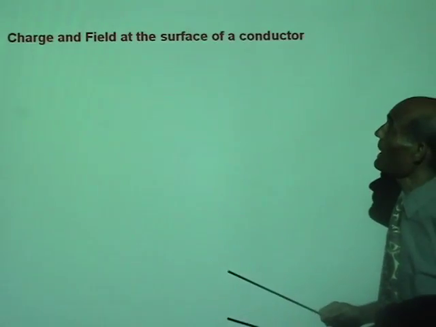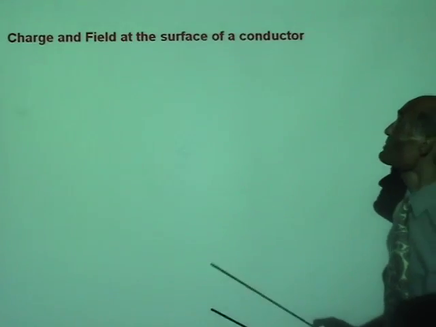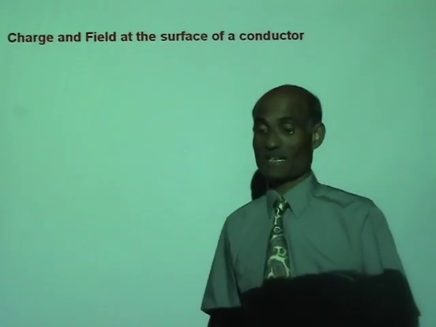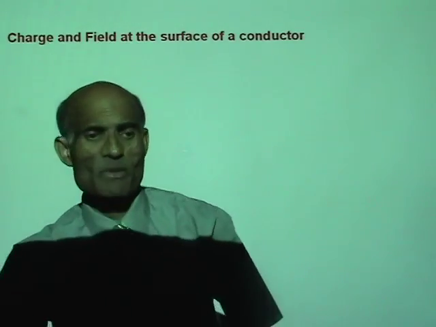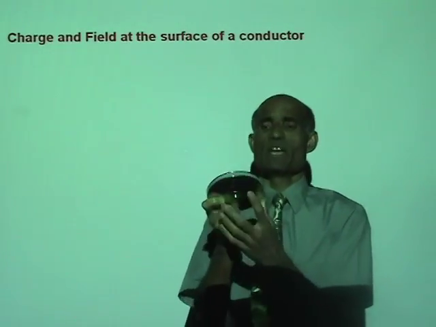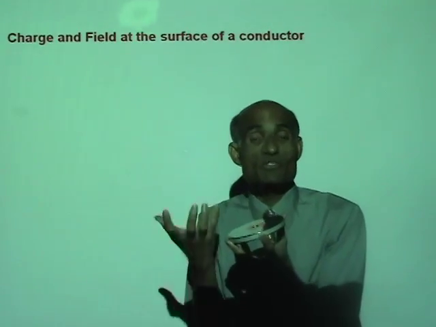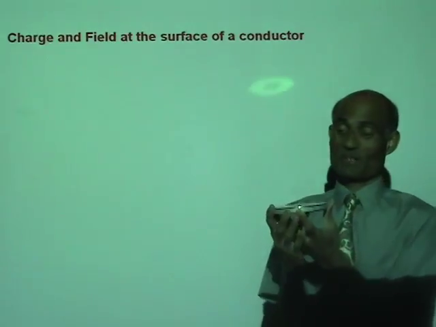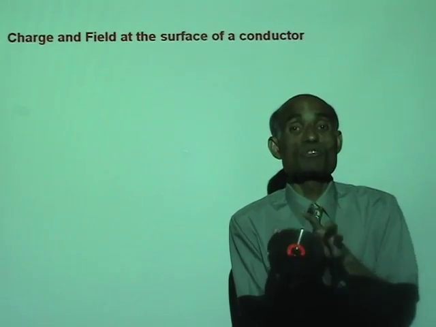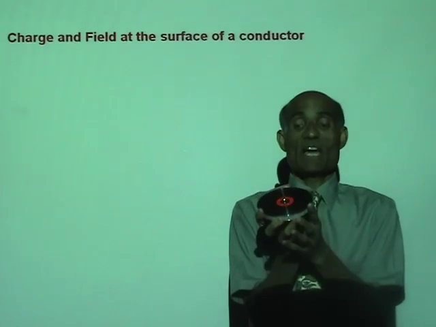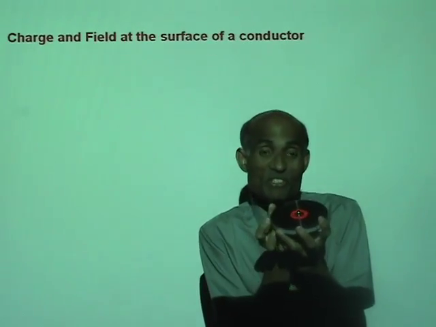Okay, let's go and look at the charge and field at the surface of a conductor. Now, suppose I have a charged conductor. Here is a conductor. If I charge this, in other words, if I give some excess charge to this, tell me, where do you think the excess charges are going to reside? Now, will there be any excess charge inside this conductor?